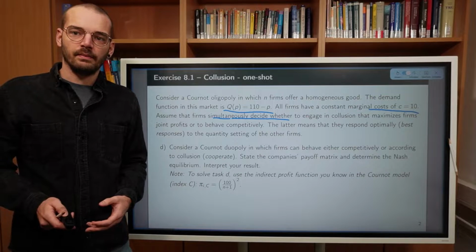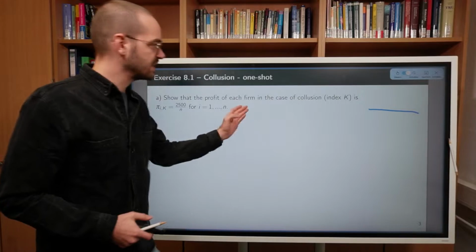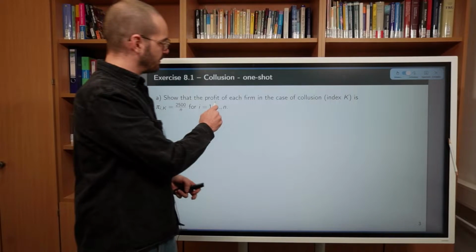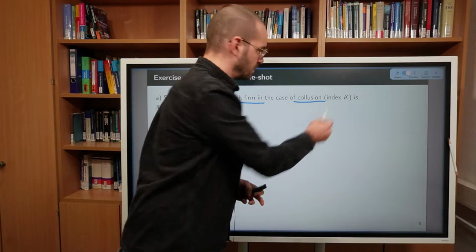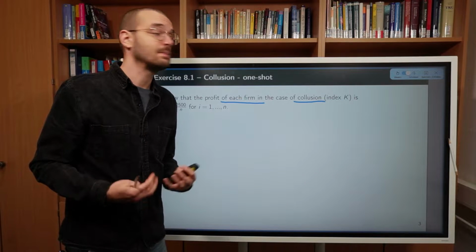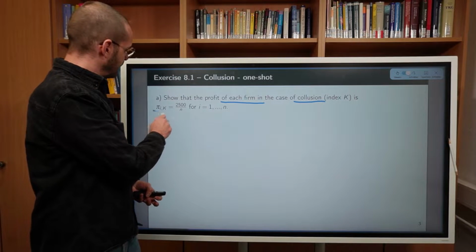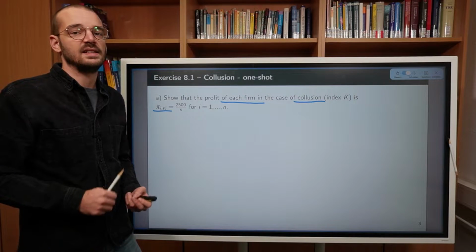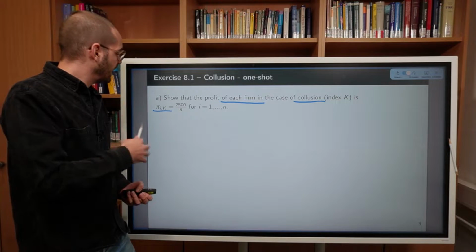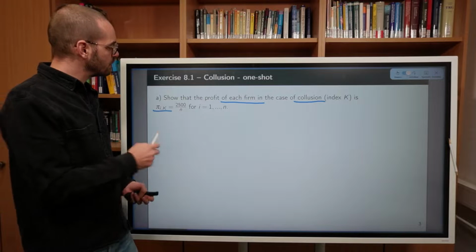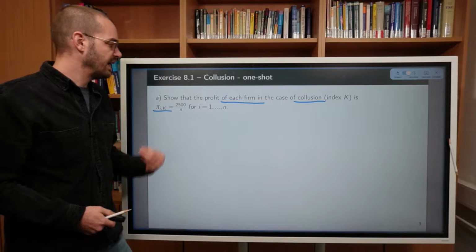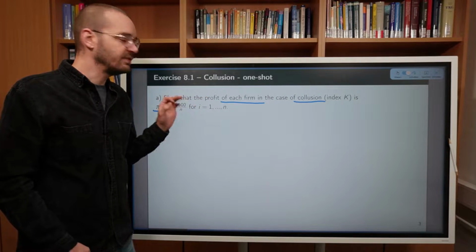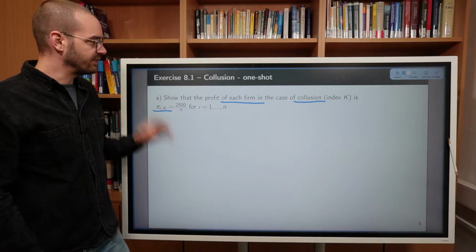Let's start with task A. In this task A, as a starting point, we are asked to show that the profits of each firm in the case of collusion, in other words, in the case of joint profit maximization, is pi_i^k, index i for the individual firm, index k indicating collusion profits, equals 2500 divided by n. So how can we show this? How can we show that the profits of each individual firm are exactly equal to the given expression?